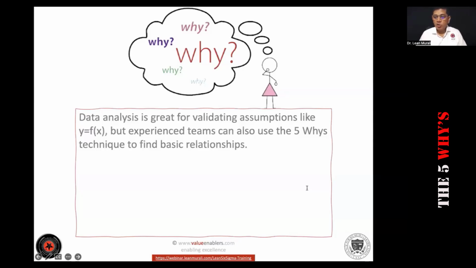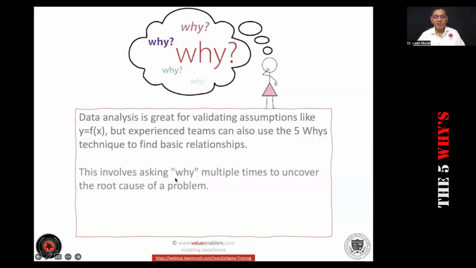So Y is equal to F of X means output is a function of input, or the effect is a function of causes. An undesirable effect is a problem. Undesirable effect is called a problem. If that is clear, type super clear in the chat box.